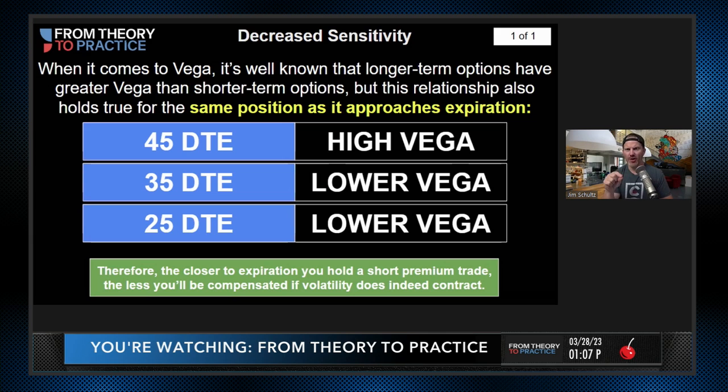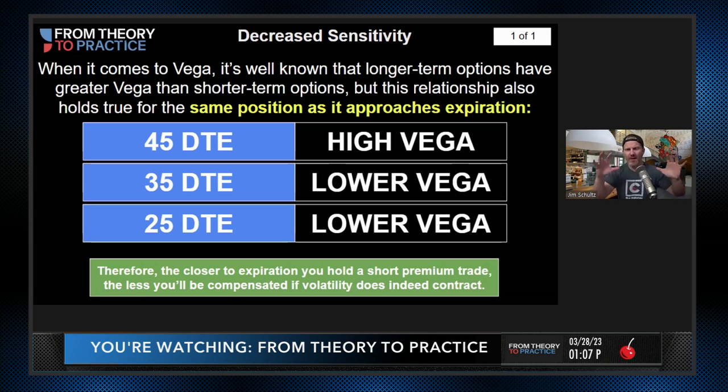If I enter a trade with 45 days to go, which is our typical entry point, this is typically where we like to build new positions and look for new opportunities and basically enter just your ho-hum run-of-the-mill trade. I get into a trade at 45 days to go. That's going to have a relatively high Vega relative to shorter times to expiration, to fewer days to expiration cycles, right? So when I look at 45 days to go relative to 35 days to go, the 45 days to go cycle is going to be higher Vega.